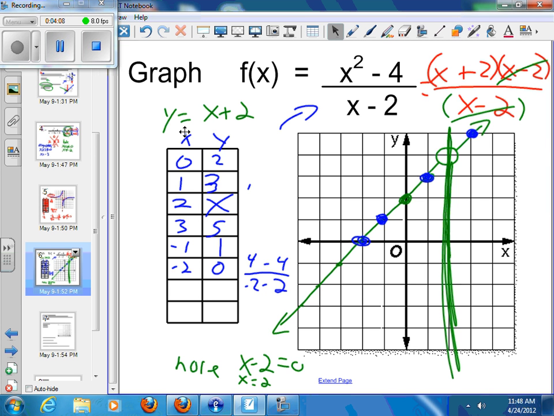And I could keep checking more if I wanted to. I can check halves. I could check 1.5. I could check 2.5 to see if what's happening is I'm getting closer and closer to that 0 point. You can put it in your calculator and see when you graph this thing, it's going to graph and not look like there's a hole at all. Because again, points are so tiny that you can't see them. So when you graph every point except for one point, it doesn't look like there's a hole at all.